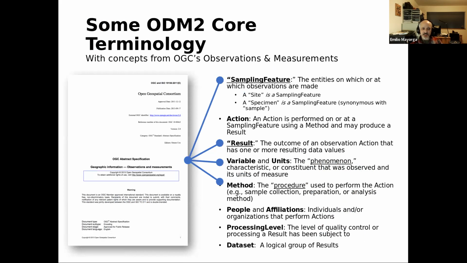Some core terminology: on the left you have the OGC O&M document, and some of the concepts that are core to ODM2 borrow directly from O&M. That's sampling feature, a concept that can encompass both a site as well as a specimen. In other words, the chunk of soil that you grab is labeled a specimen. If you then subdivide it into 2 sub-chunks, each of those is also a specimen. The result or the outcomes of an observation, the methods, in other words, how you did something, and so on.